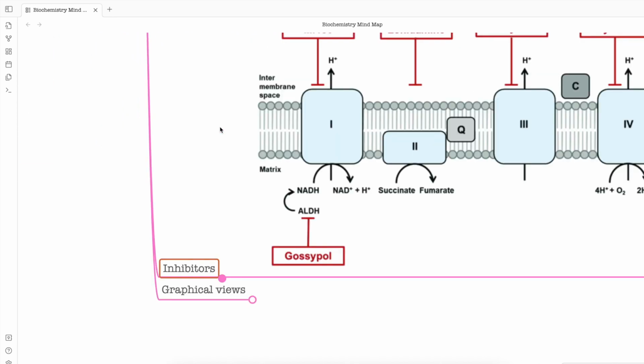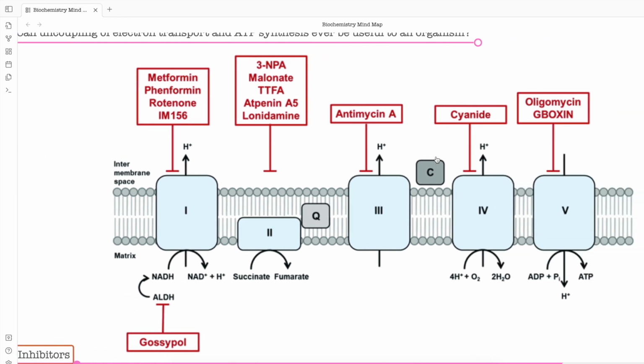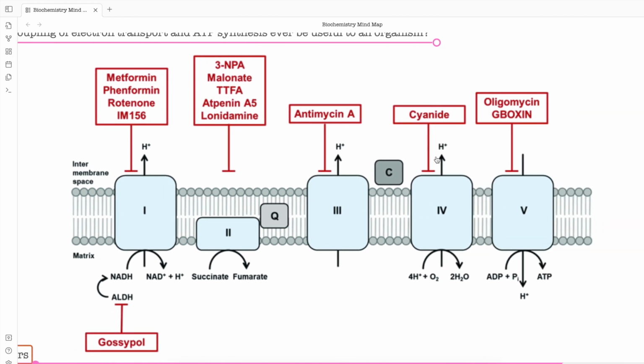Now let's deep dive into inhibitors of the electron transport chain. So these are some inhibitors that are very common, very important, and we should remember the names. Like complex 1 can be inhibited by metformin, phenformin, rotenone, and IM156. Rotenone and metformin are very important, because metformin is sometimes used as a drug which can reduce our cholesterol level and our weight. So metformin is one thing, but obviously since it's a chemical drug, there will be some side effects. So don't take metformin without prescription. Rotenone is another very commonly asked inhibitor. It is mainly asked in different types of exams. So rotenone can inhibit complex 1.